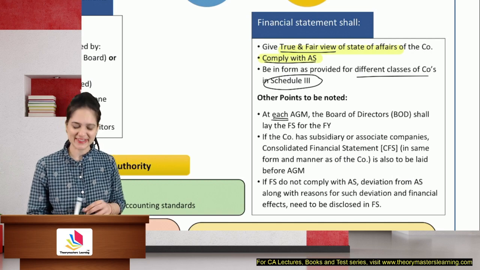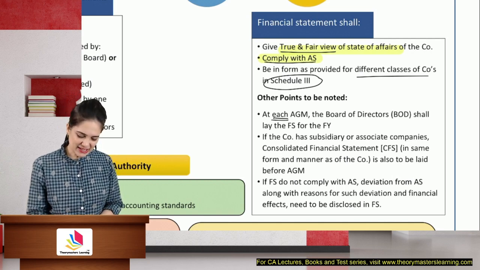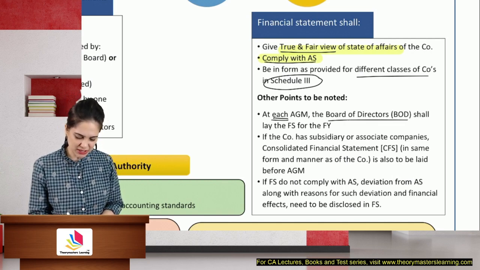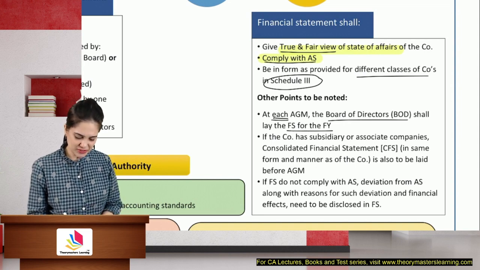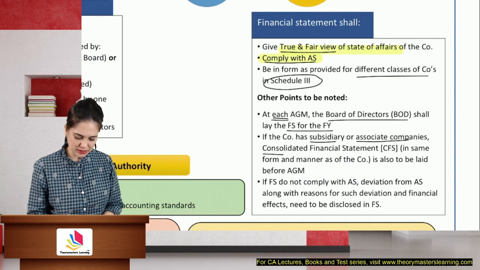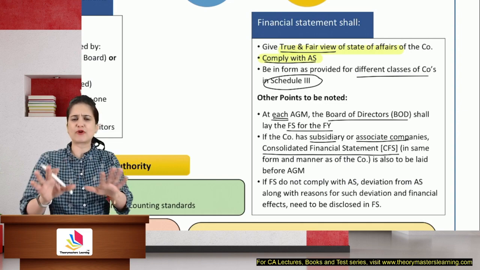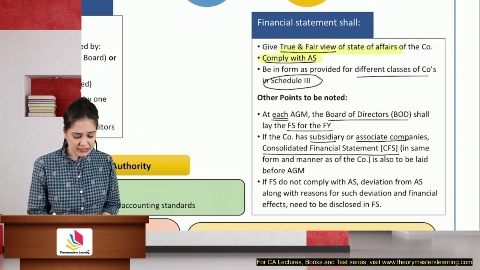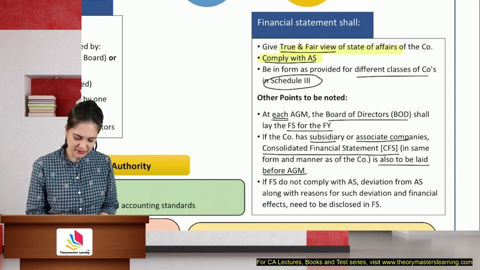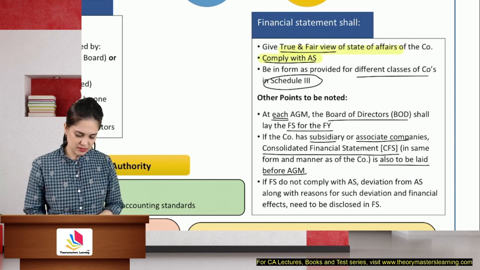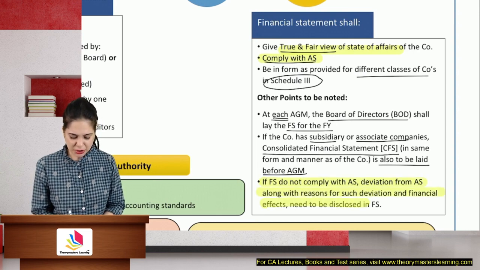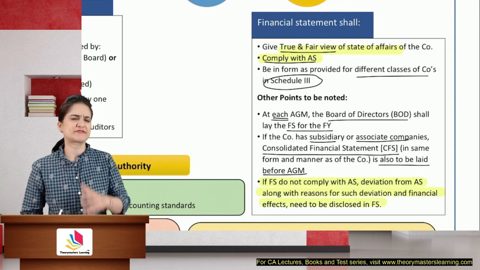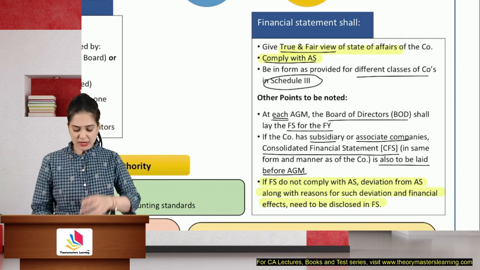Board's report. So at each AGM, the board of directors shall lay the financial statements for the financial year. If the company has subsidiary or associates, then we will also prepare consolidated financial statements in the same form as the original statements are maintained. They will also be laid before the annual general meeting. In case the financial statements do not comply with the accounting standards, deviation along with reasons for the deviation and what is the financial impact of the deviation shall be disclosed.